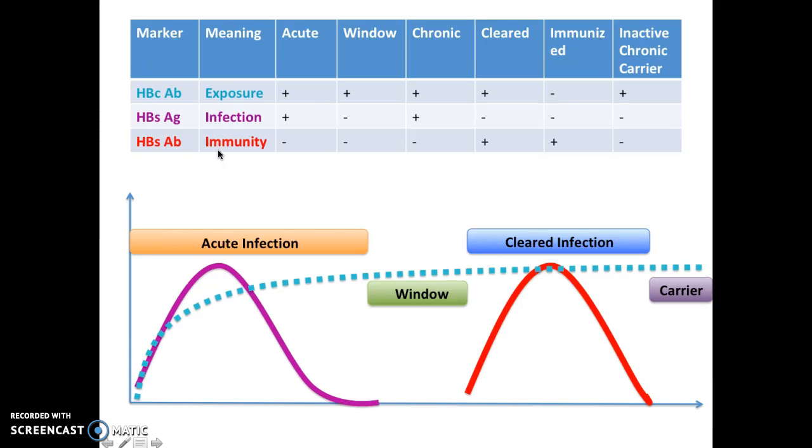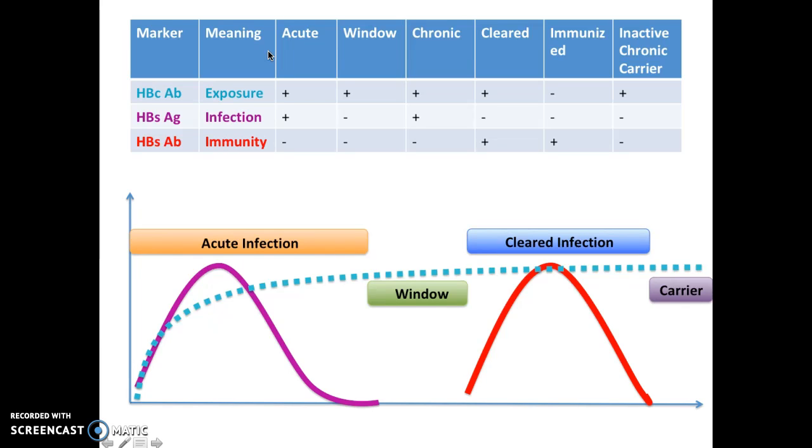So let's go through this. Up at the top, your core antibody, right? Your body makes antibodies in response to exposure. That means anybody who's been exposed is going to make an antibody, except if that person has already been immunized, because the vaccine is with the surface antigens. The surface antigen itself, antigens are infections, so they mimic.